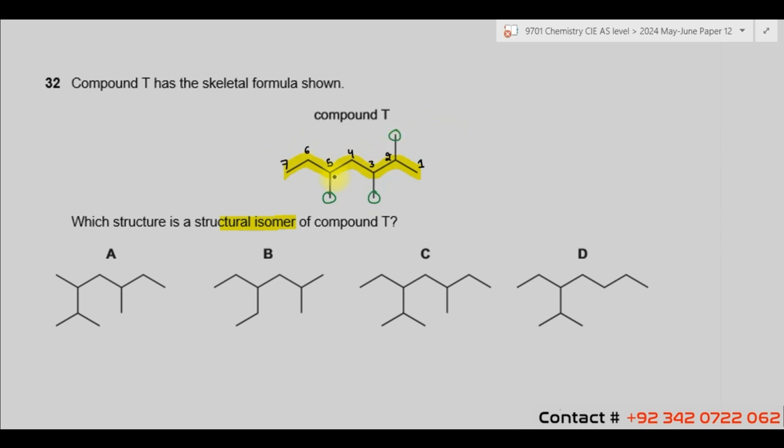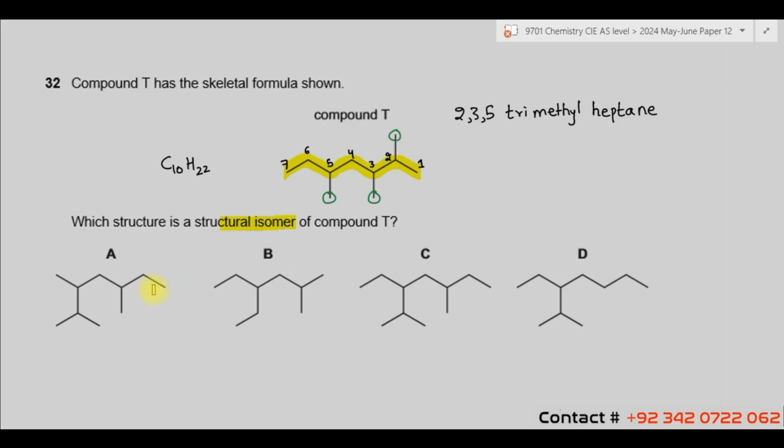Methyl is on second one, third one, and fifth one. So the name should be 2, 3, 5. There are 3 methyls, so trimethyl. And we have 7 carbons in long chain, so it is heptane. Alright. So in total we have 7 and 3, 10 carbons, C10. It is alkane, so CnH2n plus 2, it will be 22 hydrogens. Now let's see which one is structural isomer.